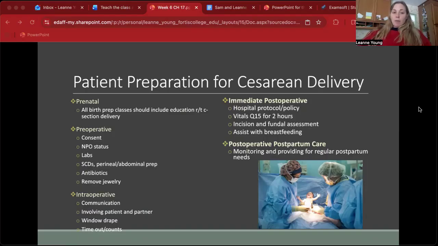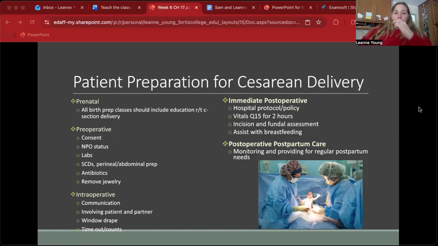During surgery, we need to be communicating with our mom. We need to involve the patient and the partner as best as we can. If it's possible, have a window in the drape so that the moms can see when the baby is being held up after the baby's delivered. Okay. Timeouts and counts. If you're the circulating nurse in the C-section, you need to make sure that everything is counted before the start of the case.